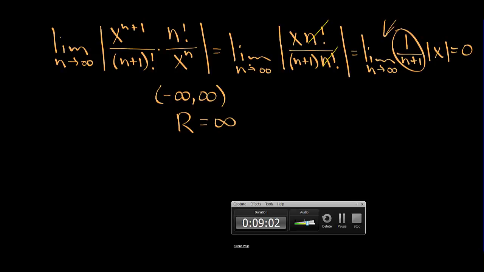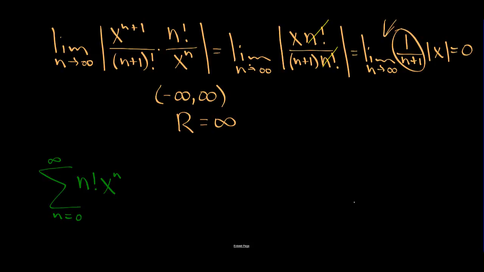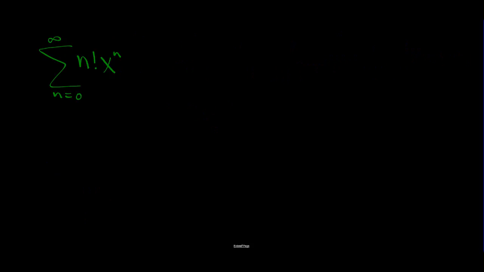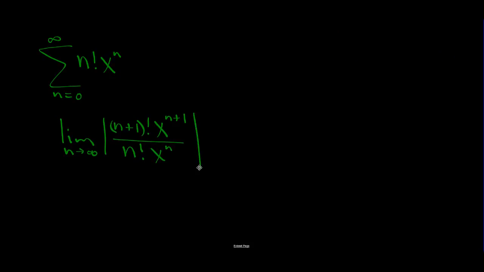Okay, now let's look at another example. Let's suppose that we've got this series. We've got the sum from n equals 0 to infinity of n factorial x to the n. Now, I'm going to do the ratio test just like usual. So here I go. I've got the limit as n goes to infinity of n plus 1 factorial x to the n plus 1 divided by n factorial x to the n.